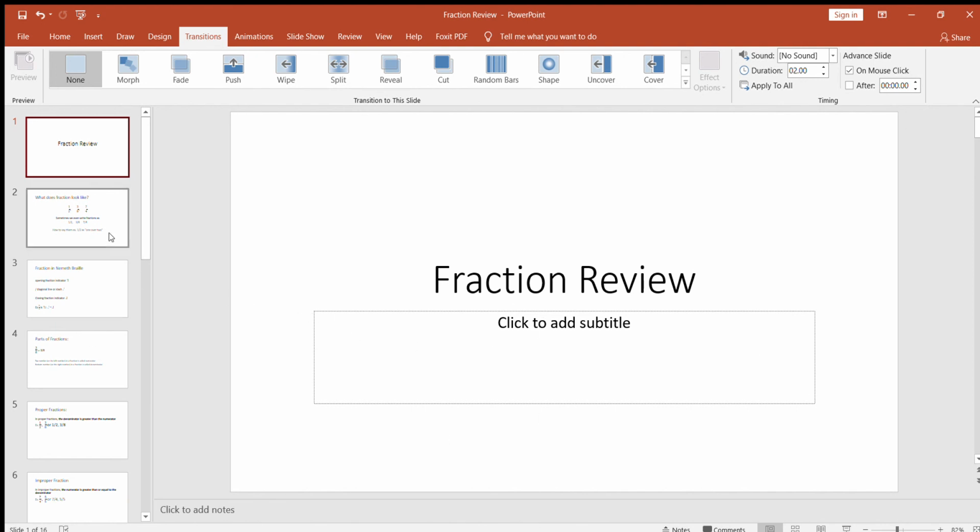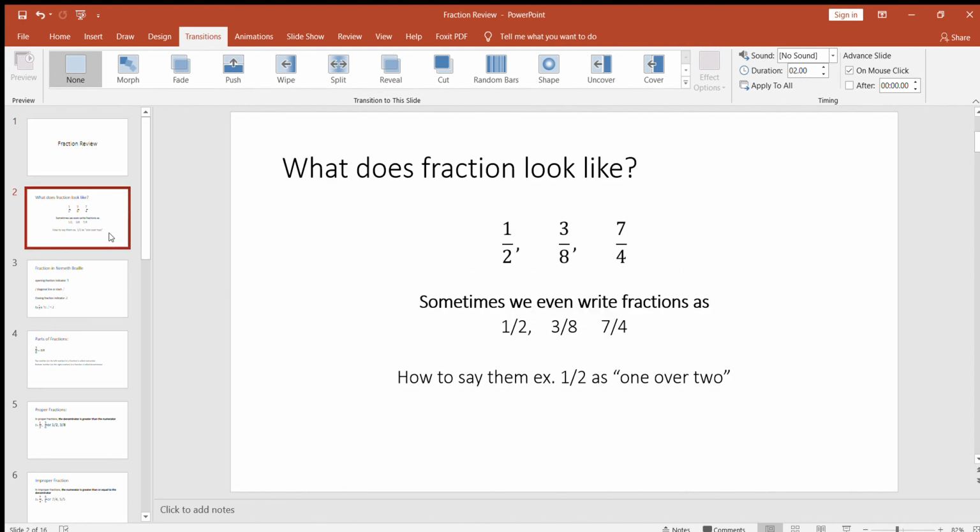So first of all, what does a fraction look like? Well, a fraction looks like a number on the top, and then there's a fraction bar, and then a number in the bottom. We can also write a fraction horizontally. We can have the top number become the left number, and then instead of a fraction bar, we do a slash, and then the bottom number is now the right number.